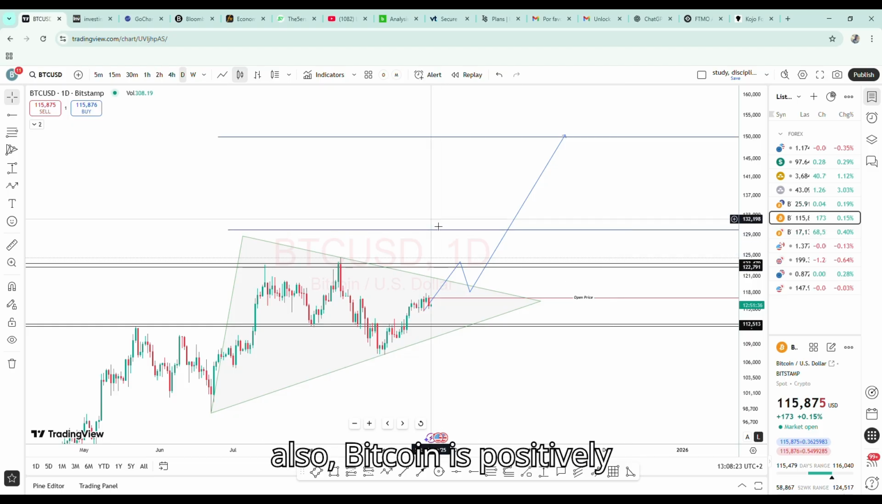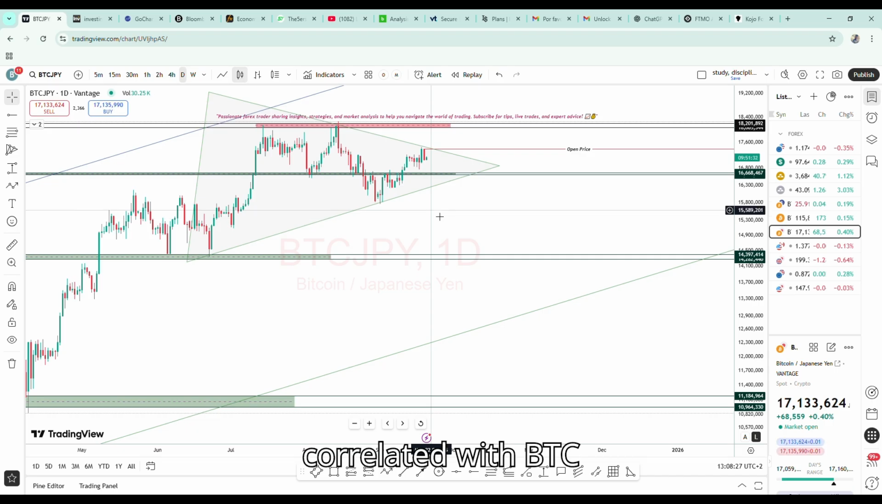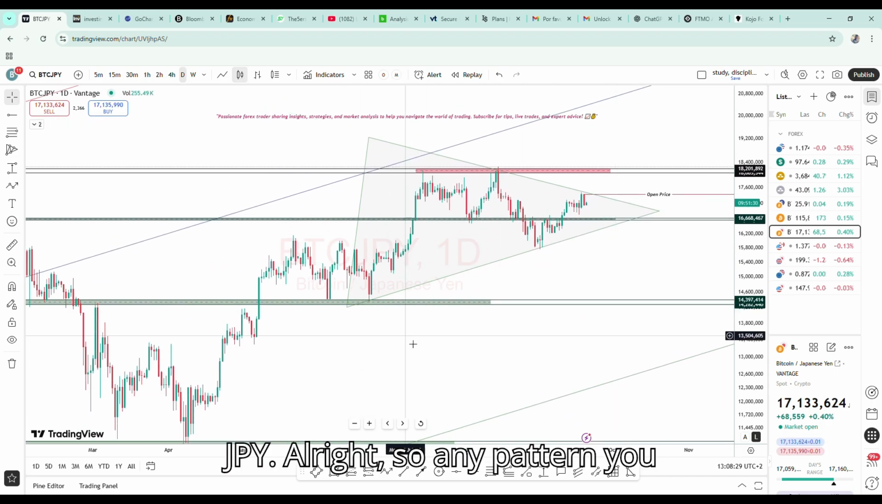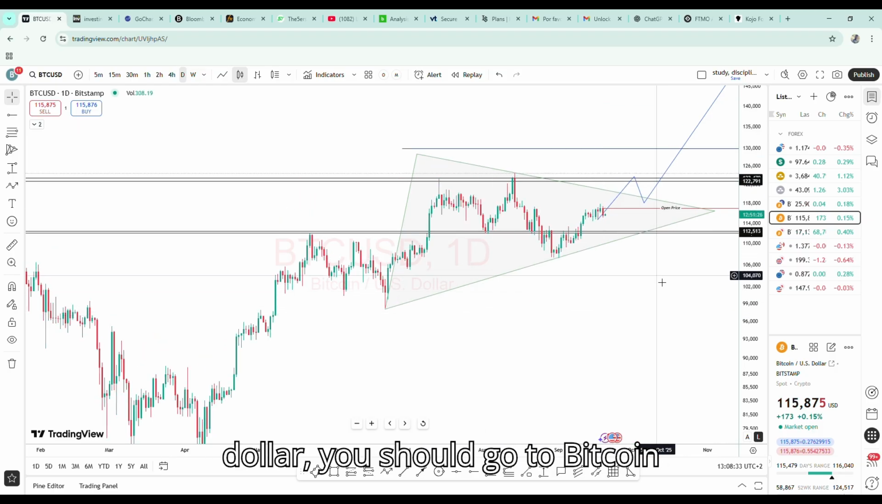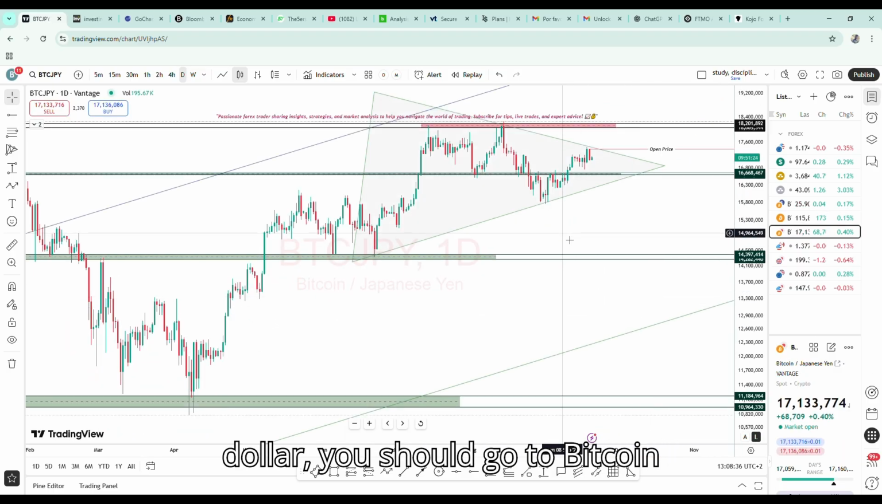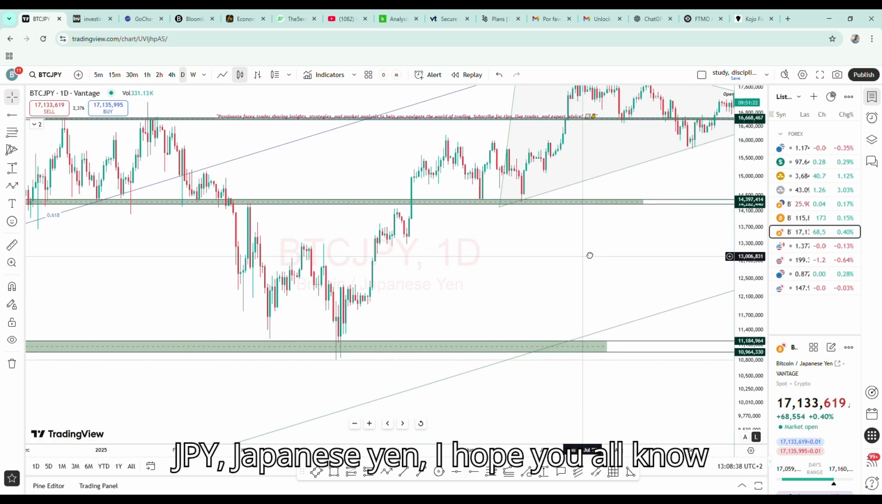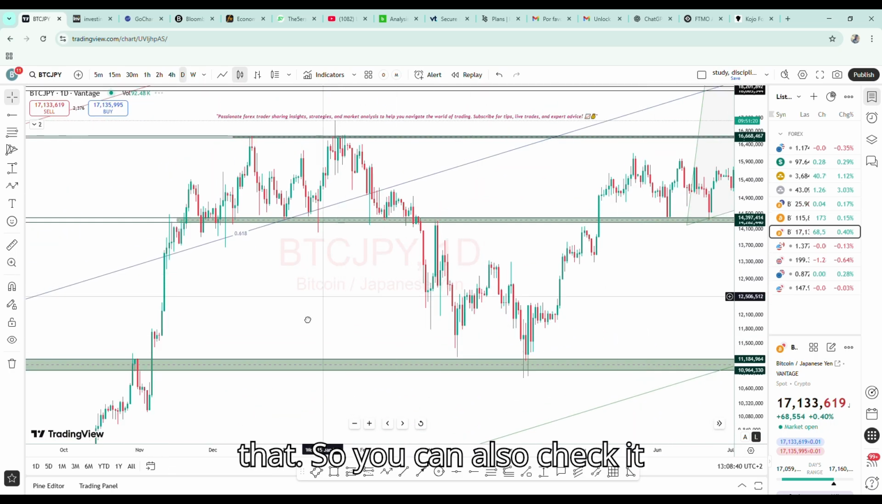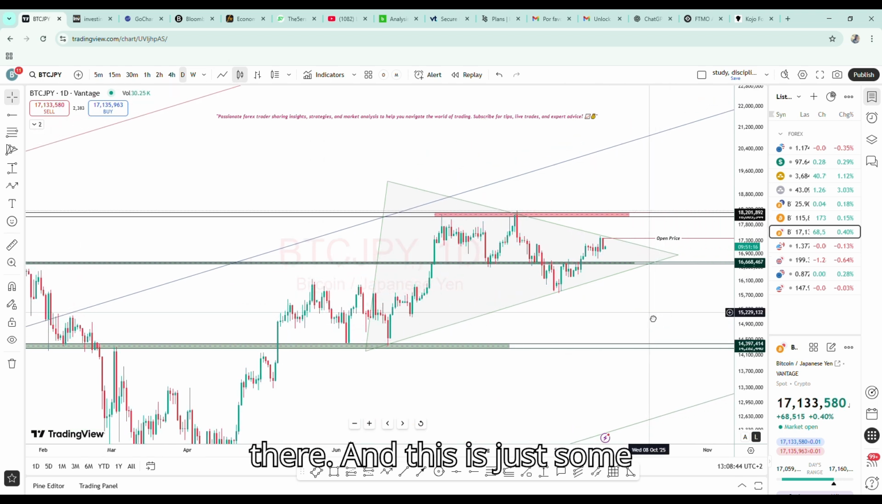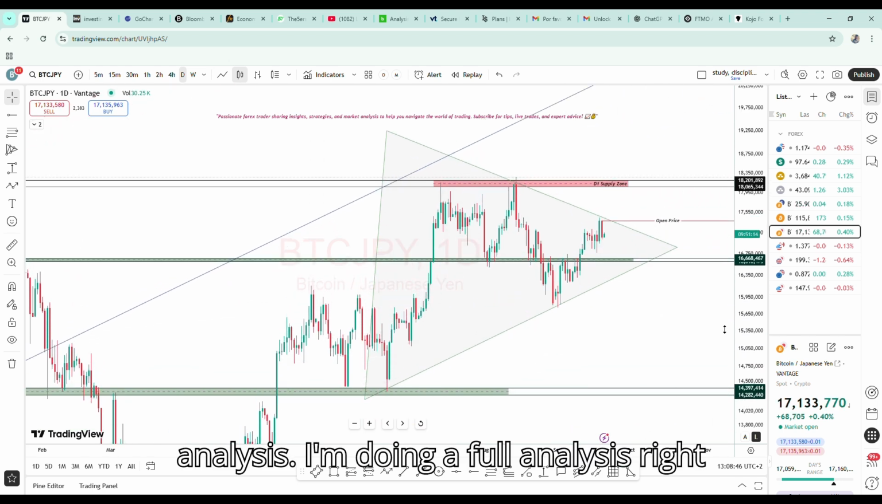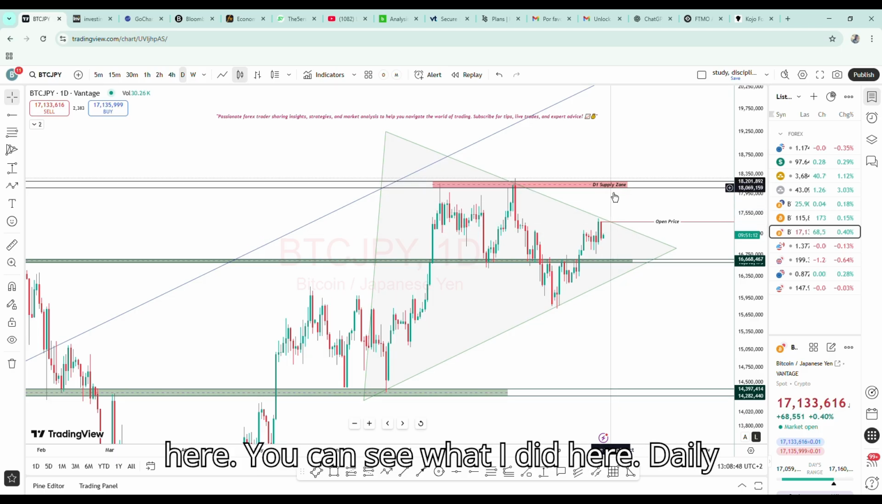And also Bitcoin is positively correlated with BTC JPY. So any pattern you see found on Bitcoin US dollar, then you should go to Bitcoin JPY, Japanese yen. I hope you all know that. So you can also check it there. And this is just some analysis. I'm just applying a full analysis right here. You can see what I did here.